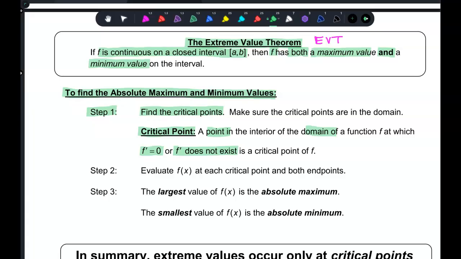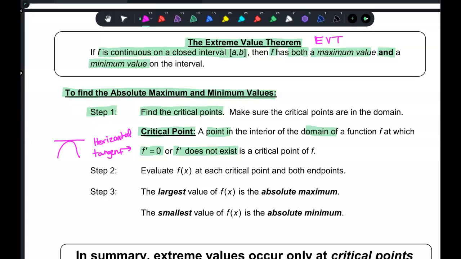Horizontal tangent. So imagine here, this would be a horizontal tangent. That would look like a parabola or something where we have a horizontal tangent. That's going to be a maximum or a minimum. And where does f prime not exist? Cusp, corner, vertical tangent.